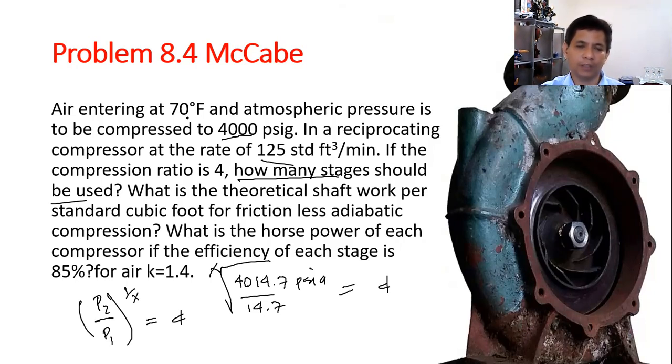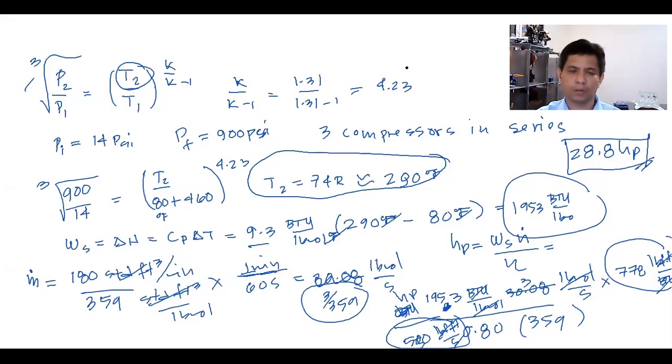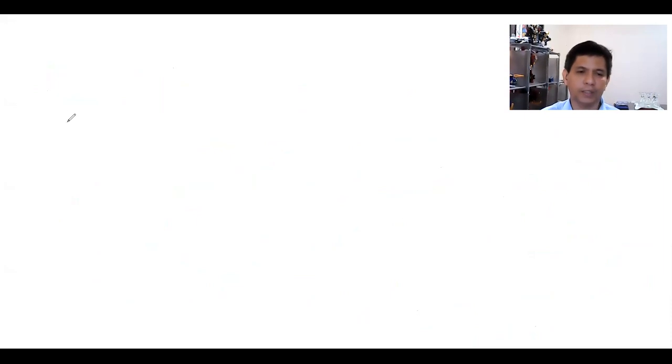Initial temperature is 70 degrees Fahrenheit. Initial pressure is 14.7 psi. Final pressure is 4,000 psig. So we're going to calculate the final temperature. And then the WS. Okay, so let me share a whiteboard. So we're on letter B, we're going to calculate the temperature using this equation.